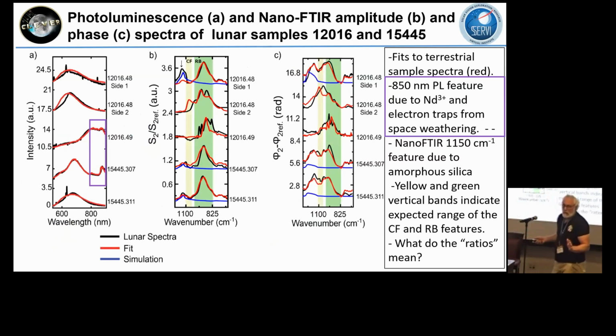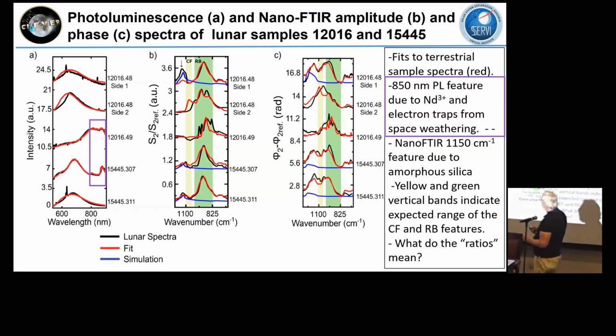There's a lot of data on this slide, so I'm going to take a little bit of time on this. So here is the photoluminescence spectra of both of these samples and all of the sides that we had. This is the photoluminescence spectra that I showed you. The data is black, red is a fit, and then there's this blue simulation, which is relevant to this, and that's simulating the SiO2 feature, which is showing up here at 1100 wave numbers, which you told us it should be there.